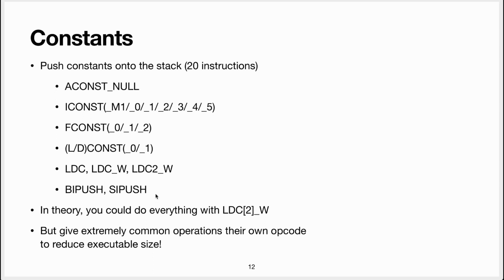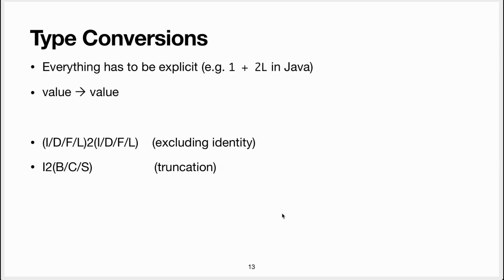Then you have bipush and sipush, and these let you push a byte as an immediate value or a short as an immediate value, so that you do not have to look up in the constant pool. So again, why are there so many instructions when in theory you could do everything with LDC_W and LDC2_W? Well, same reason as before, this helps keep the bytecode short by giving their own bytecode to instructions that are used often. So another type of instruction that we have is type conversions.